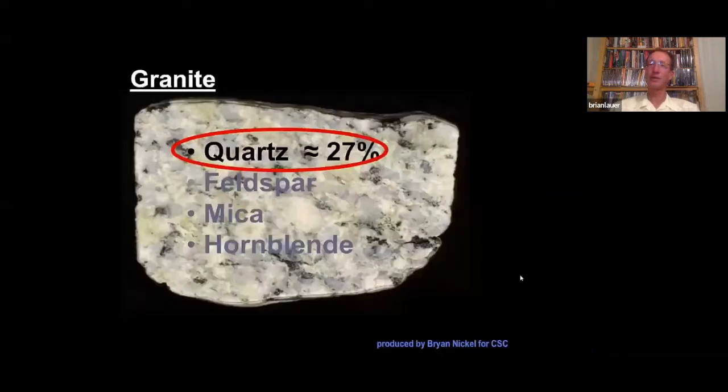Well, it's because of what granite's made of. It's quartz, feldspar, mica, and hornblende. And by the way, granite's never been molten. If it was molten, these all have different specific gravities. They would have settled into their specific gravities, but they're all mixed up. So granite's never been molten.